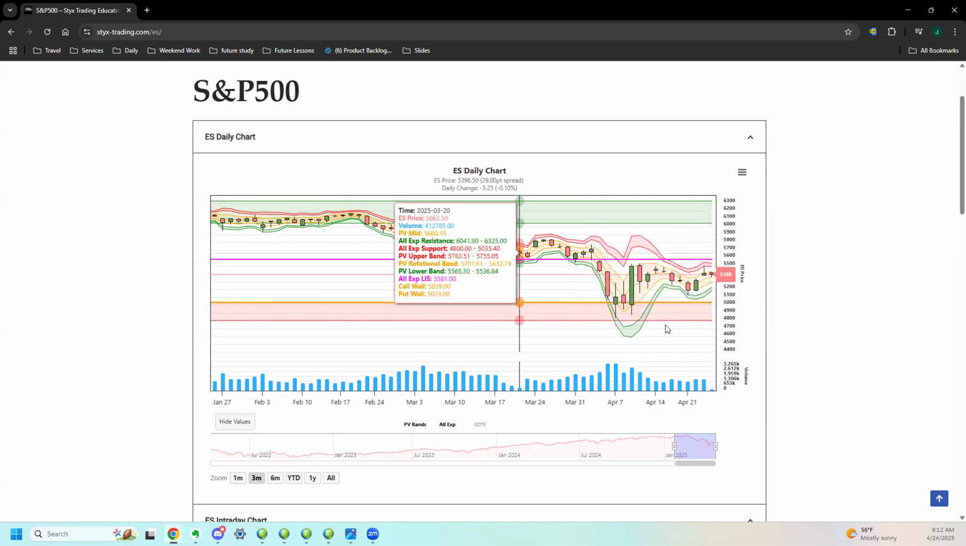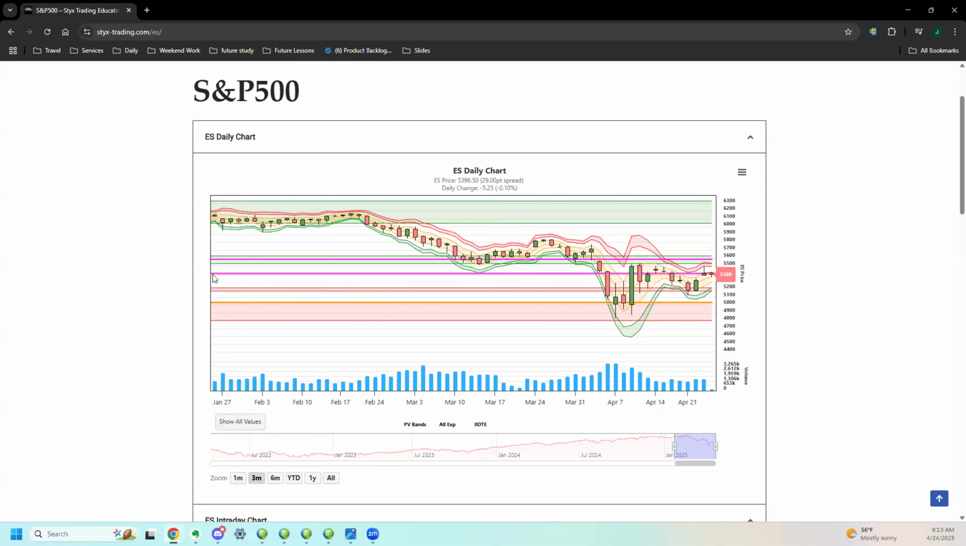We can also look at where our line in the sand is, and we're clearly below our line in the sand. That's this pink line right here, that horizontal line. And if we put on our minor line in the sand, we are sitting right at it. It's right at 53.90 here. That's right where we are.